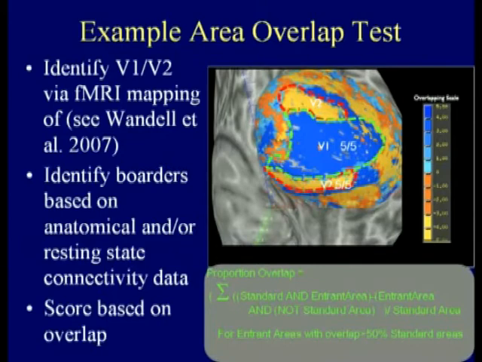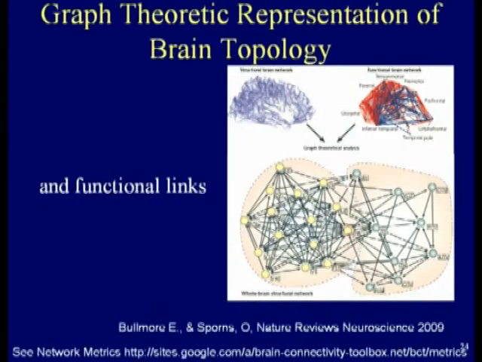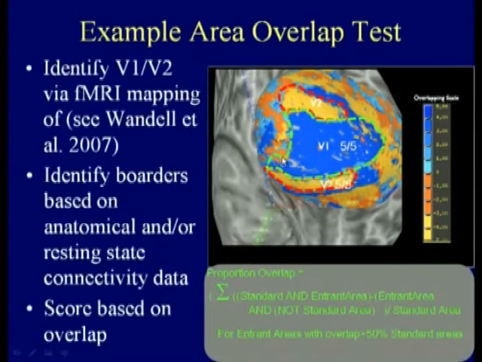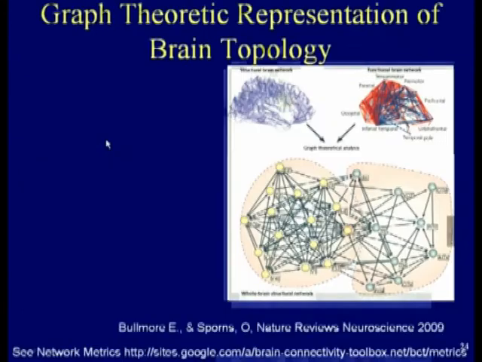In this particular case, we can look at the overlap in an area such as the region in the lower left, where we've slightly missed the division between V1 and V2. And we then get a metric of the degree of match that we have within the areas.